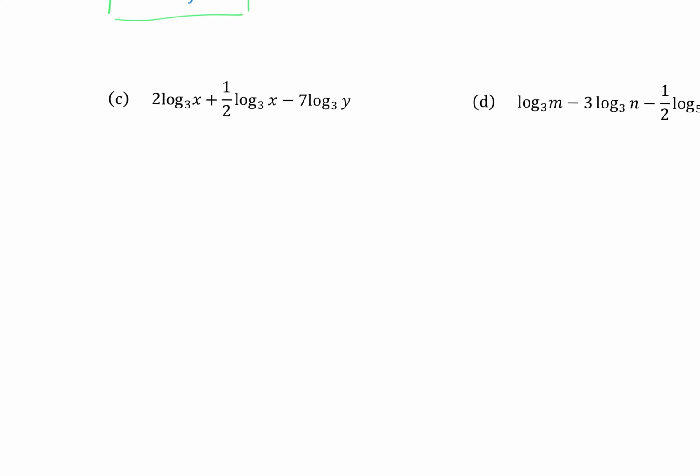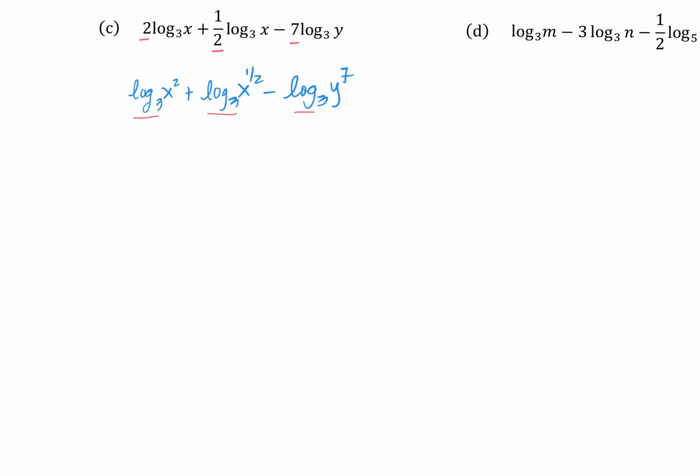All right, part C. I have a 2 that I need to get rid of in front of the first log. I have a half, and I also have a 7. So I'm going to rewrite this as log base 3 of x squared plus log base 3 of x to the 1/2 minus log base 3 of y to the 7.